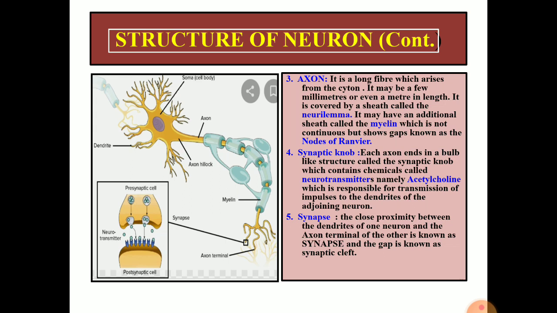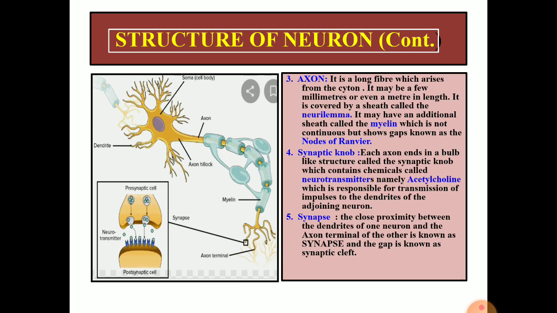Above this there is a sheath which is known as the neurolemma. It may have an additional sheath called the myelin sheath. It is not continuous, but it has certain gaps which are known as the nodes of Ranvier. The myelin sheath helps in transmission of the nerve impulses quickly, as well as helps in insulation of the impulses. Synaptic knob.